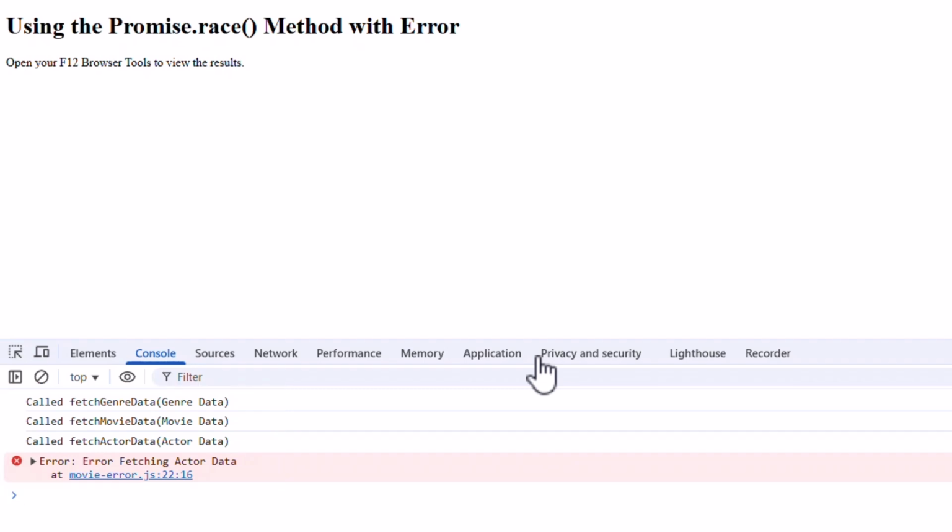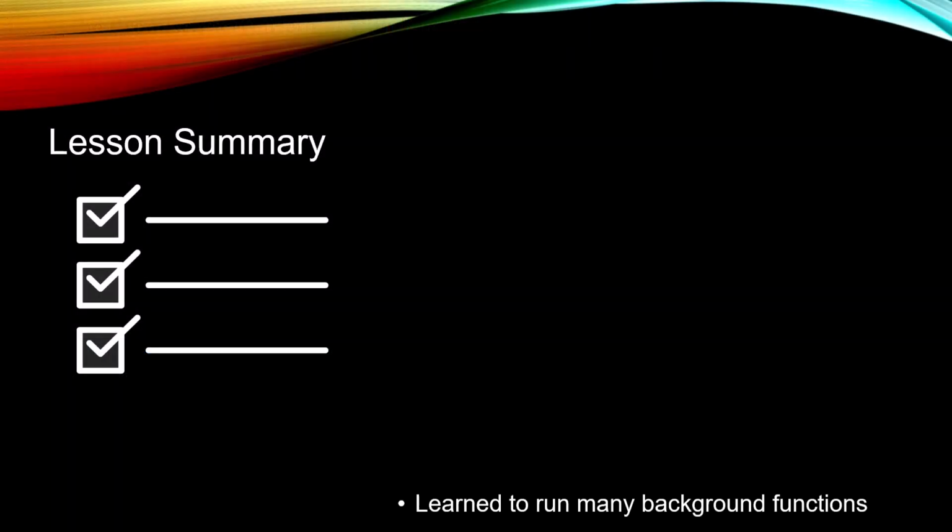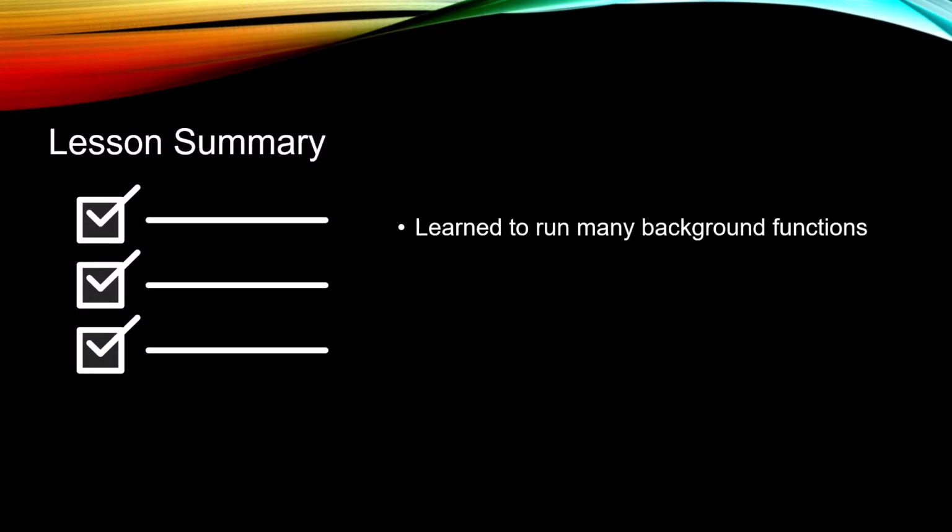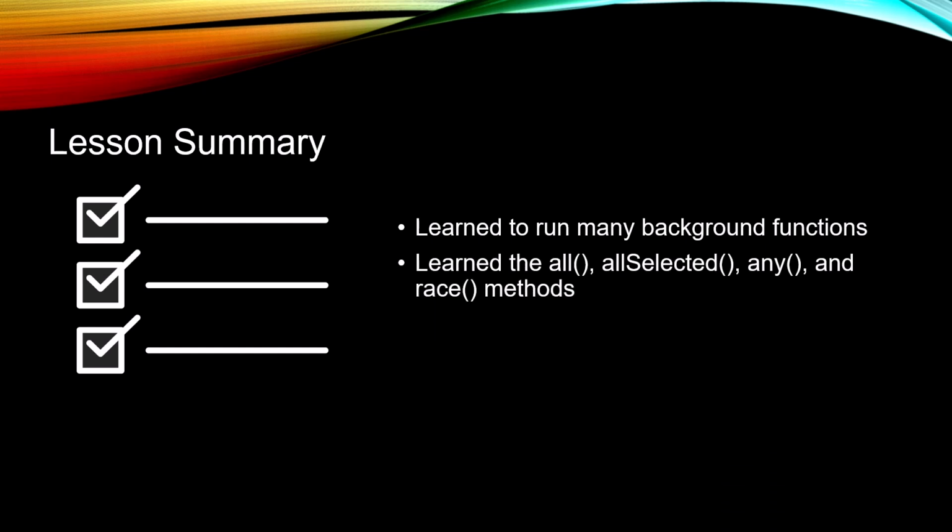In this lesson, we learned to run many background functions using the allSettled, any, and race static methods on the promise object. And then we saw the results of each one of those on whether they succeeded or failed.